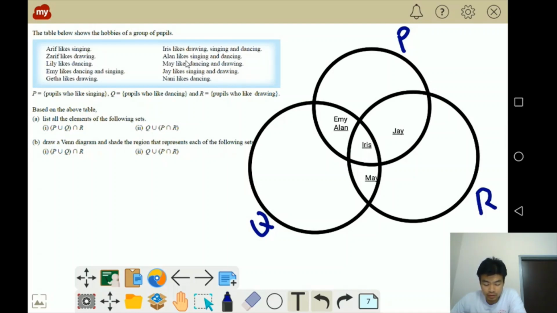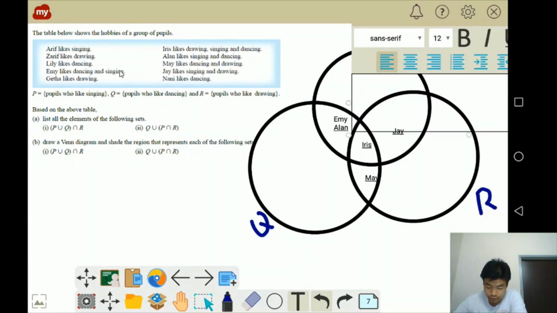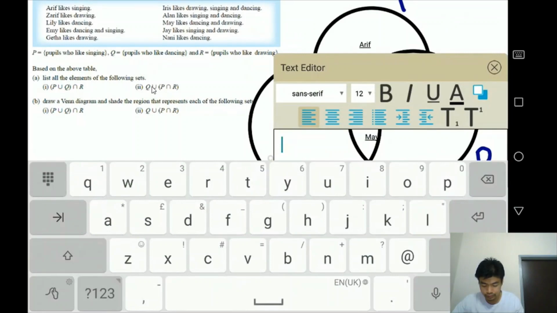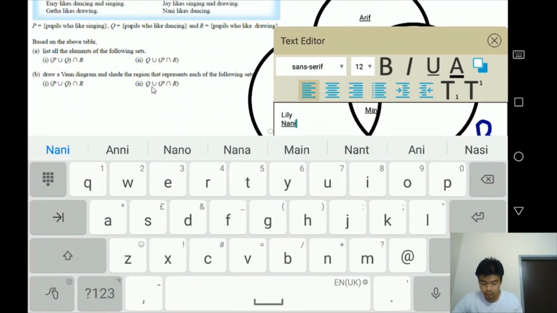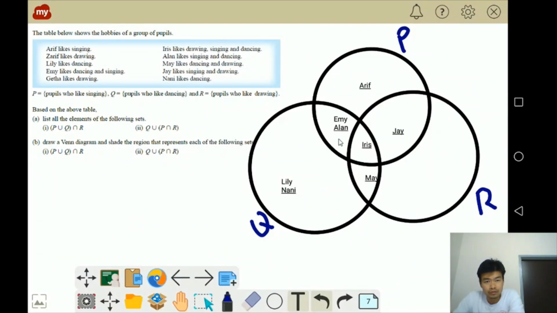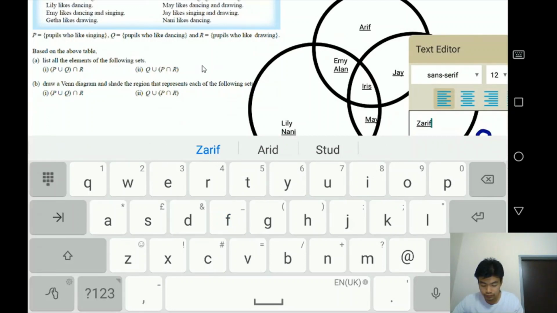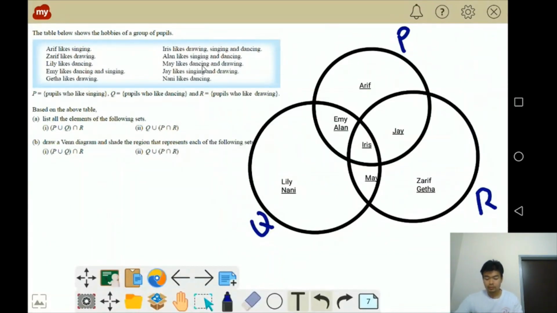Now let's fill in the P first. The people who like singing only. So they are Arif. No more. Only one person who likes singing only. So this is Arif. Q. Who are the persons who like dancing only? Lily and Nani, right? Done. Now, what is the name of the people who like drawing only? Zarif and Geta only, right? Good. Zarif and Geta.